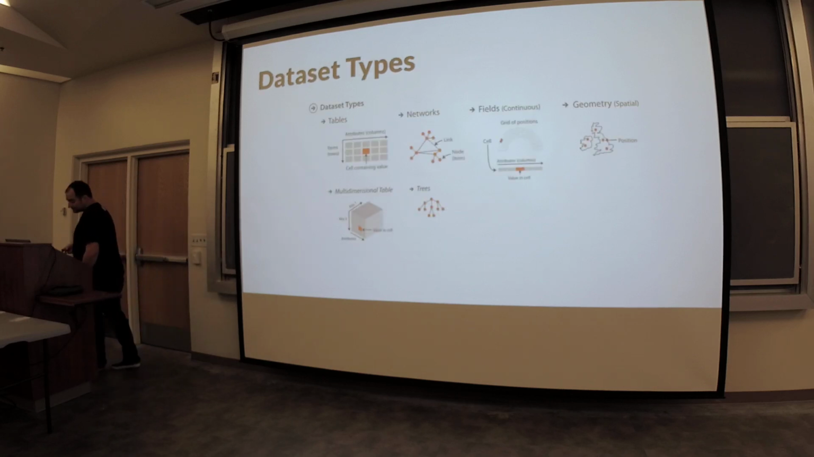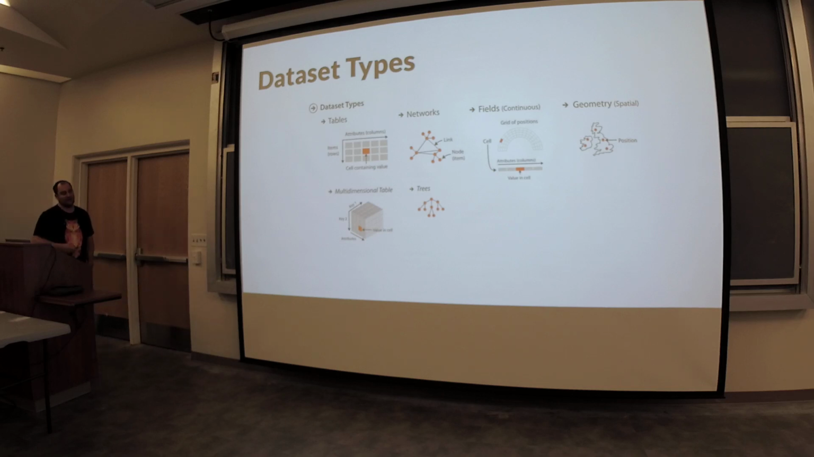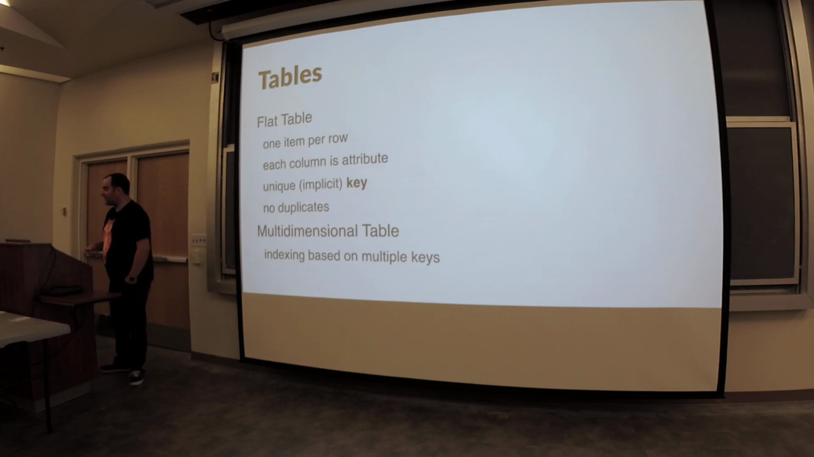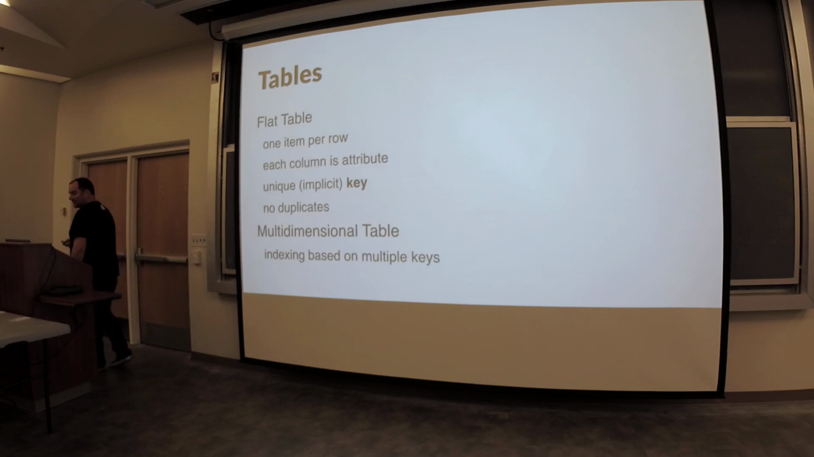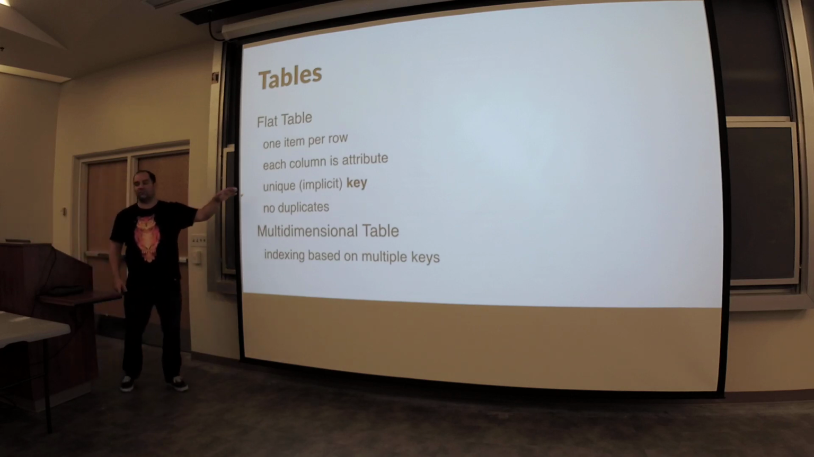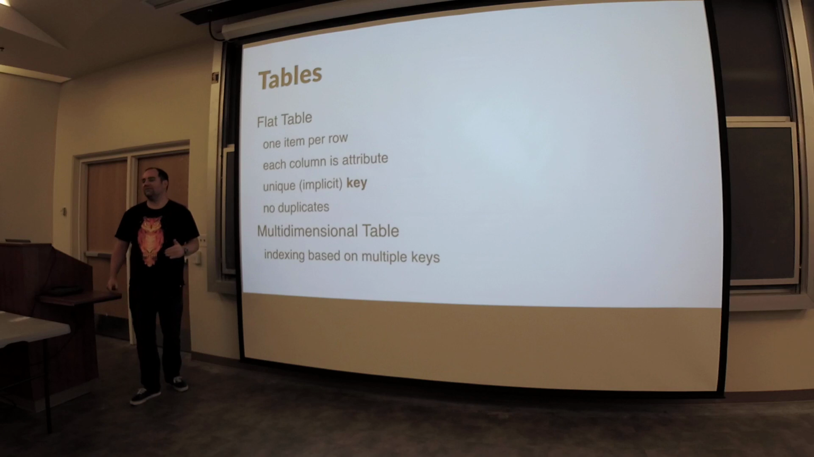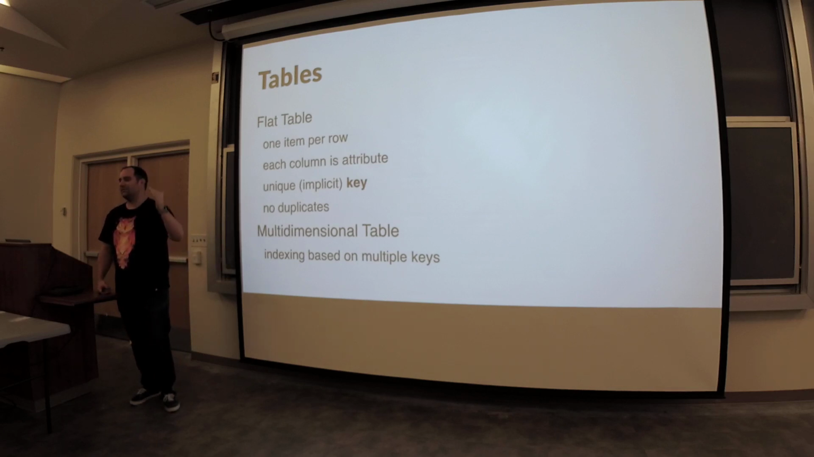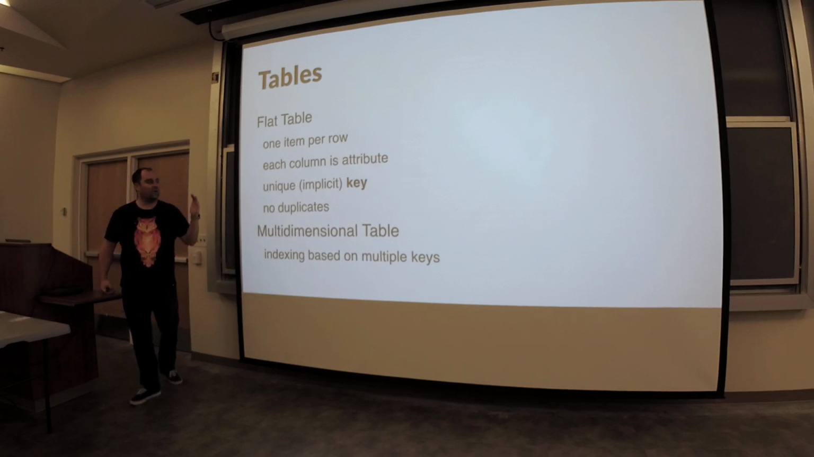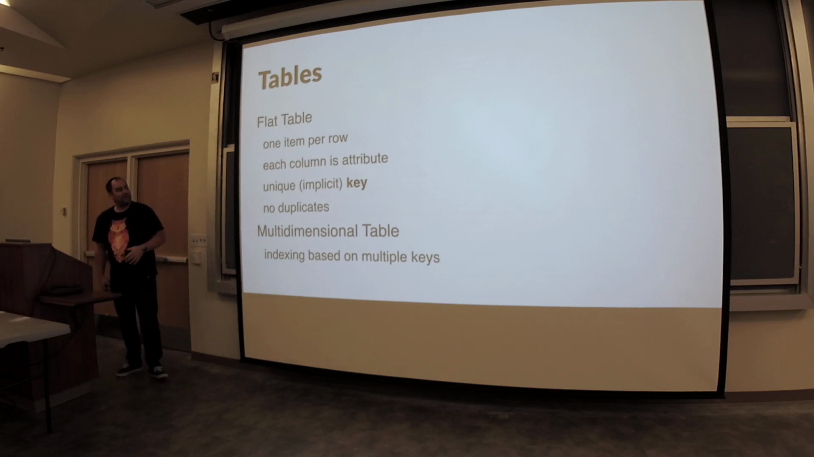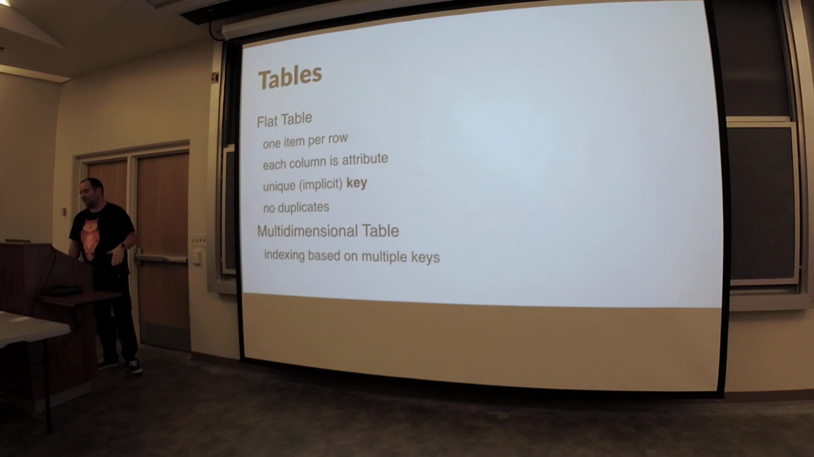Okay, let's talk a little bit on a higher level about dataset types and start out with tables. The most common thing, what we've already seen before, is our flat tables, where we have a single item per row, and each column is an attribute. All tables have a key, and that is unique. It can be implicit. It can just be the row index, right? You see that frequently, that simply the order is used as the key. At least in this strong definition of a flat table, I do not want to have duplicates in there. A multidimensional table is a table where I need to index based on multiple keys.